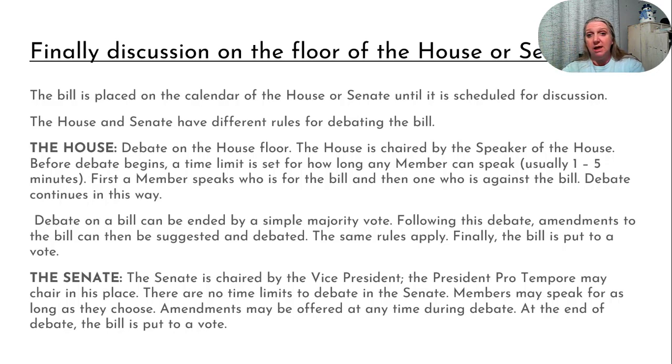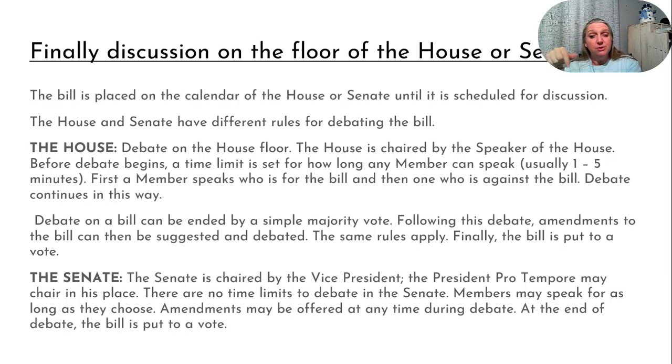So out to the side, put confirmed by the Rules Committee, because the Rules Committee can say no amendments on the floor. And then you don't get to make any amendments, can't make any changes on the floor. It's however it comes out of committee is how it's going to be passed. The same rules apply. And finally, the bill is put to a vote of the full House.